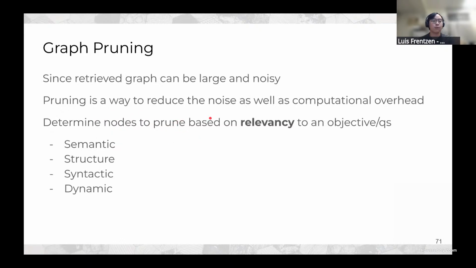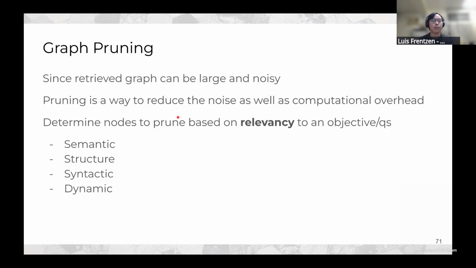So the first one is pruning. I guess pruning is kind of straightforward. Basically you have a graph and you want to prune some subnodes because they are not important. This works well because the retrieved graphs from your KG could be very large and noisy, of course. That noise could hurt your performance, and those large graphs can also hurt your computational efficiency.